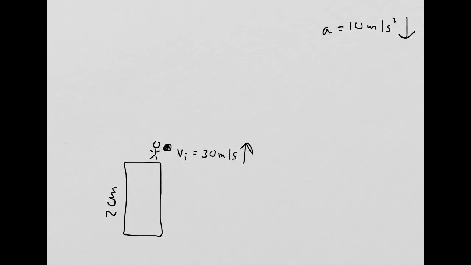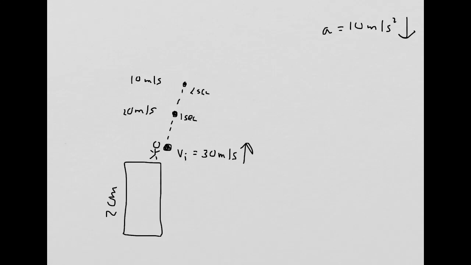So, remember that acceleration is the rate of change of velocity. So after 1 second, say this is 1 second and the ball is here, my new velocity is 20 meters per second. The ball is slowing down because the vectors are in opposite directions. After another second, so at time 2 seconds, the ball is here, and my new velocity is 10 meters per second. So for every second, it's slowing down by 10 meters per second.